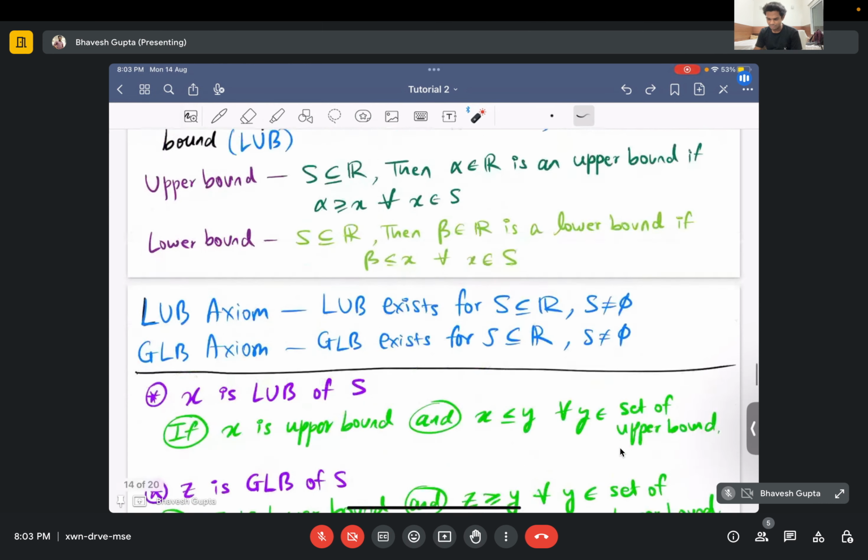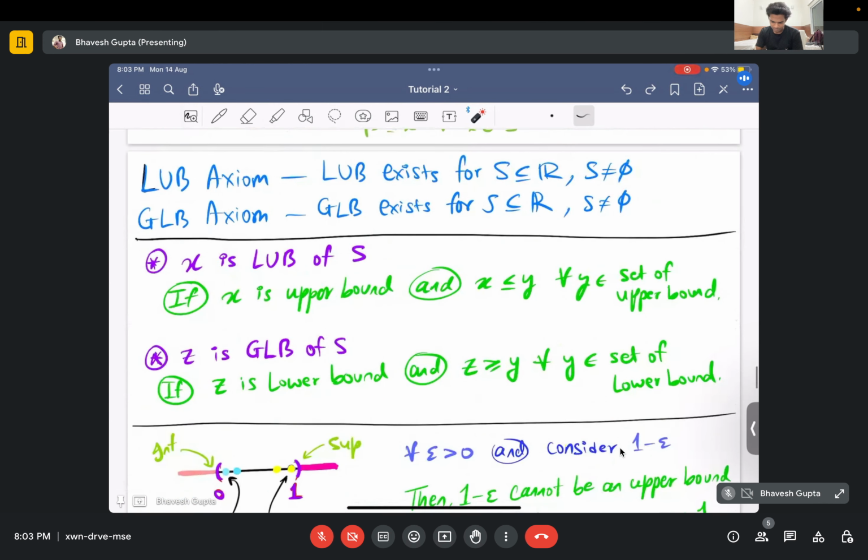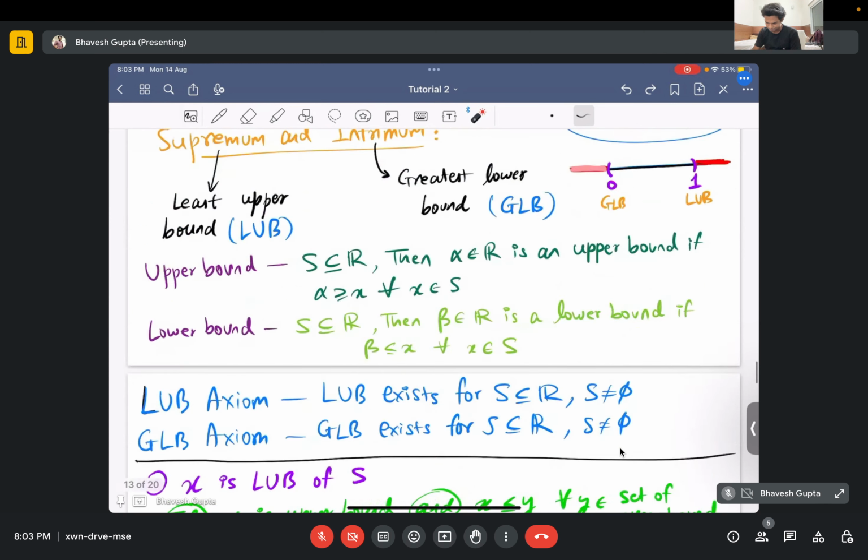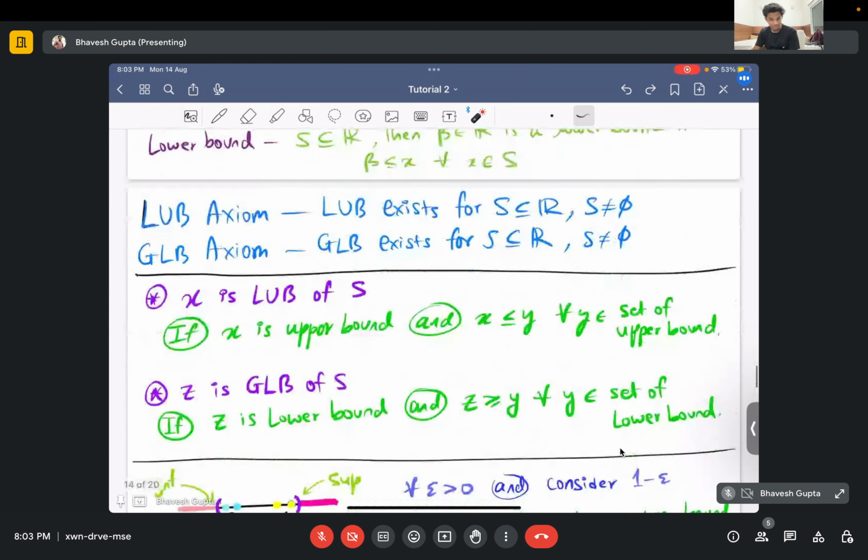And there are some axioms. So this axiom basically tells you that there always exists such a point. The existence of greatest upper bound and lower bound always exists. They always exist. They always exist with the condition that the set is not empty.